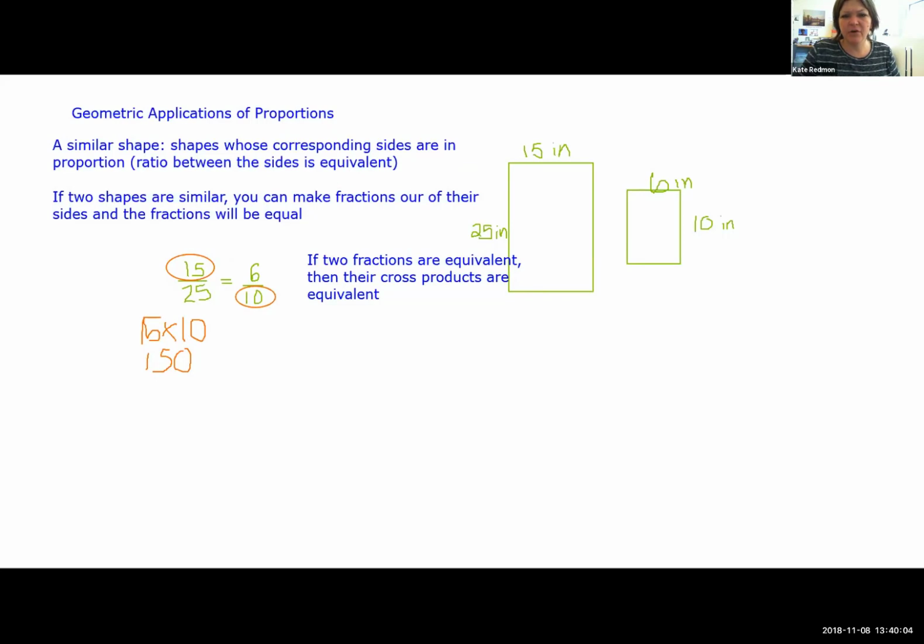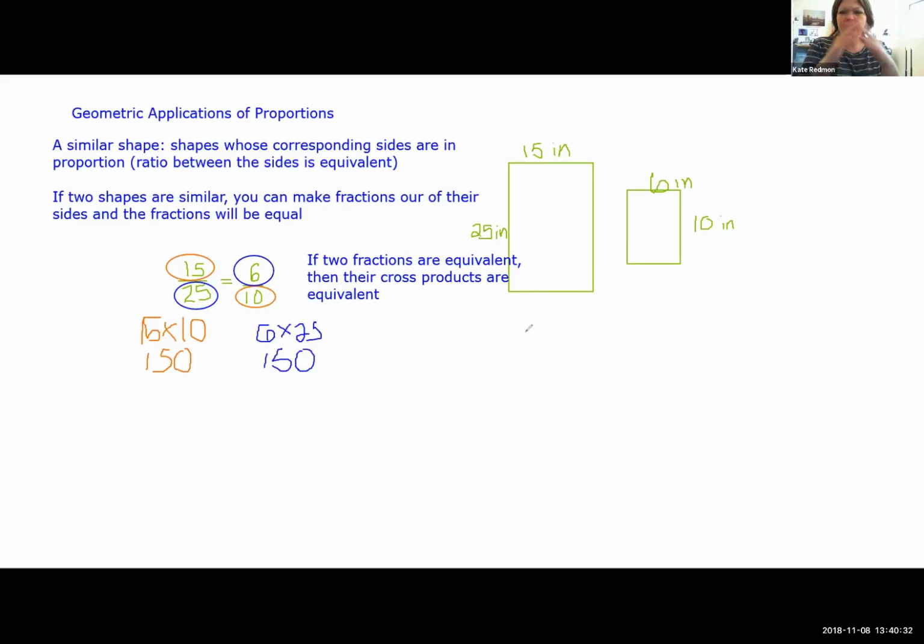If I multiply in a cross shape, one numerator times a denominator, and let's do it in a different color, then I'd take this numerator times this denominator, and of course 6 times 25, 6/4, is also 150. So what do you think? Are these two rectangles in proportion? Yes. Absolutely. They totally are.